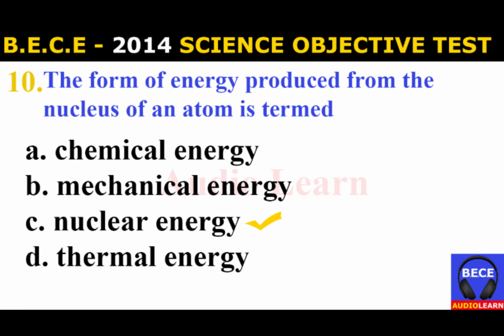Number 10. The form of energy produced from the nucleus of an atom is termed A. Chemical energy, B. Mechanical energy, C. Nuclear energy, D. Thermal energy. And the answer is C. Nuclear energy. The form of energy produced from the nucleus of an atom is termed nuclear energy.